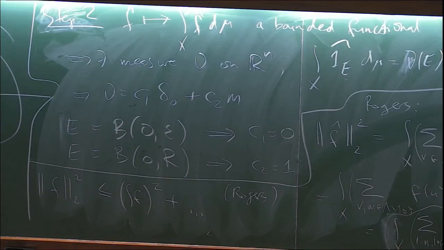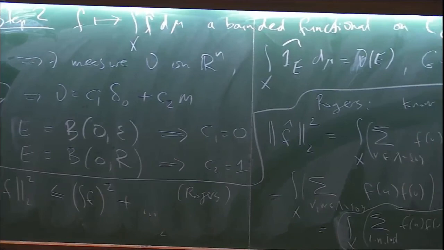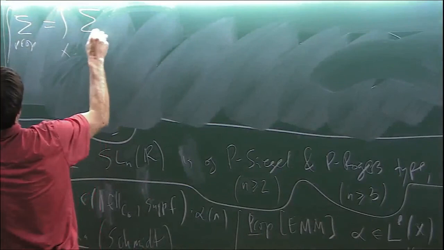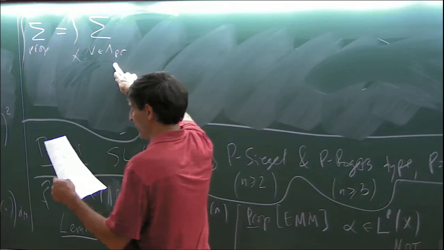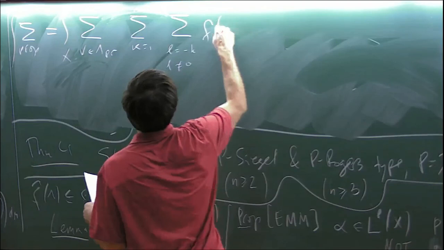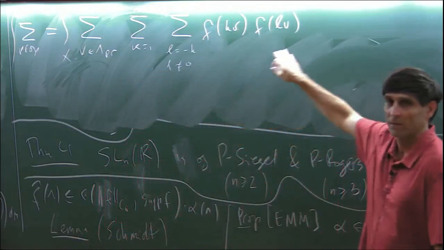To do it quickly. So the sum over the proportional guys is going to be the integral over x. And now you add the sum over primitive vectors. And then you have the sum over k and the sum over l from minus k to k, l not zero, f of kv, f of lv. This lists all possibilities when they become proportional. Okay.